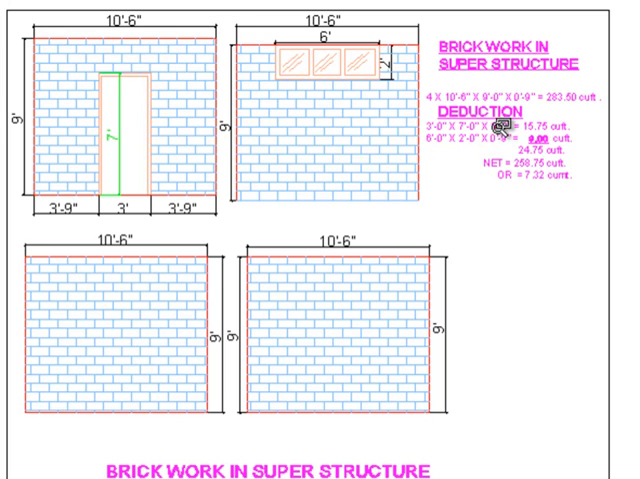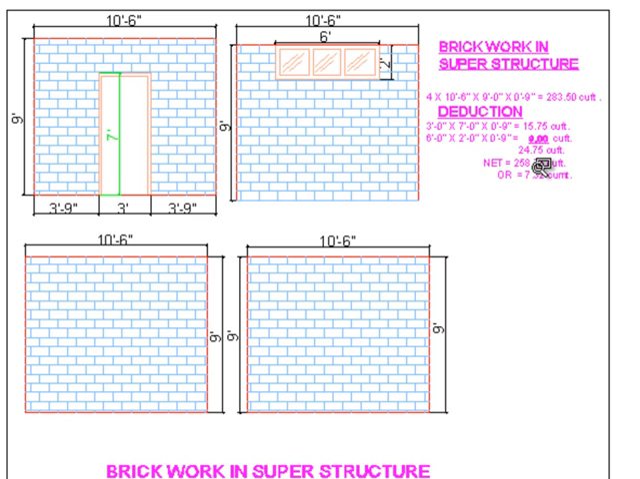Deduction. Now we deduct the door and ventilator volume. Door is 3 feet by 7 feet. Its volume in cubic feet is 15.75. Ventilator is 6 feet by 2 feet. Its volume in cubic feet is 9. Total deduction is 24.75 cubic feet.